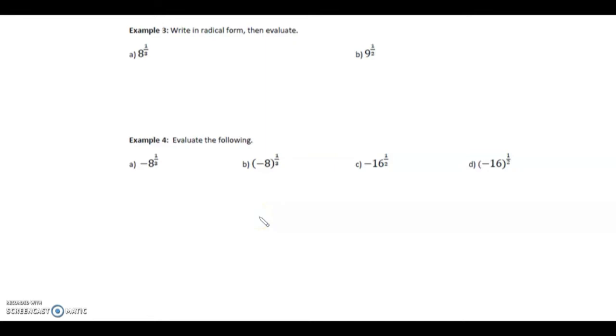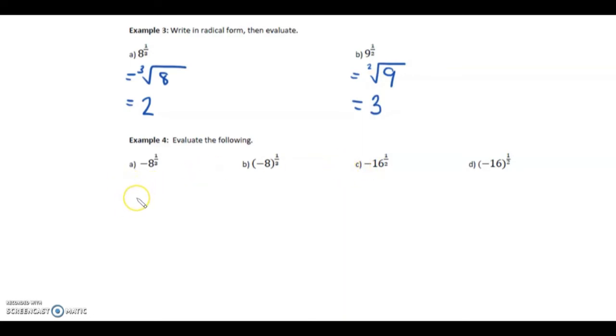Okay, example 3, write in radical form, then evaluate. So 8 to the 1/3 is equivalent to saying the cube root of 8. Okay, and if you put that in your calculator, you're going to get the answer of 2. 9 to the 1/2 is the equivalent of saying root 9. You don't have to put the 2 on the square root of 9, you just have to put root 9, okay? And then that's equivalent to 3.